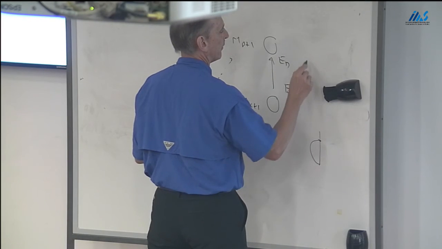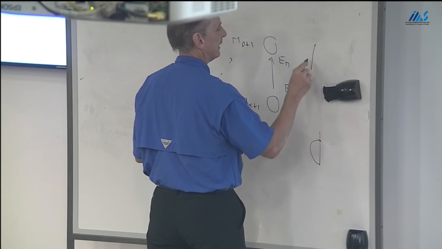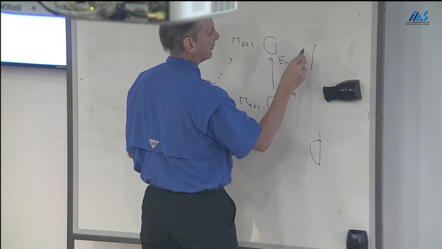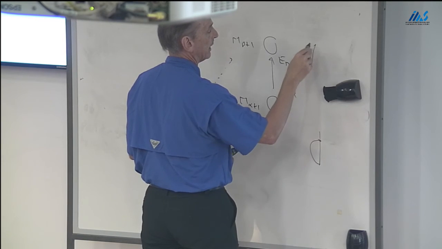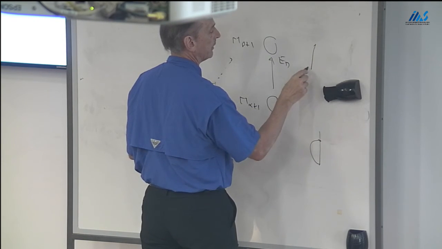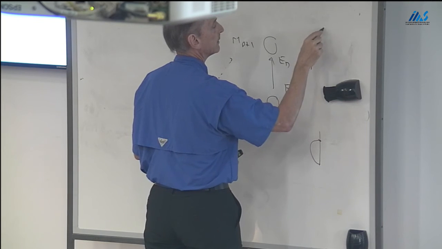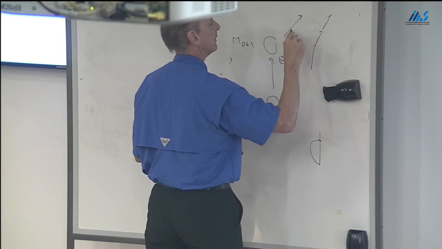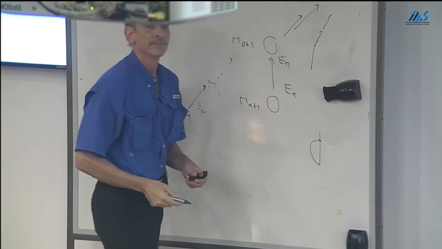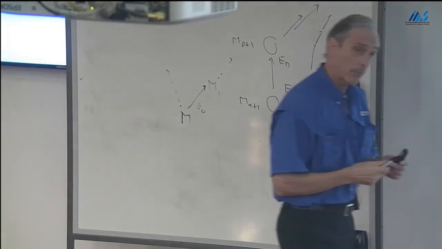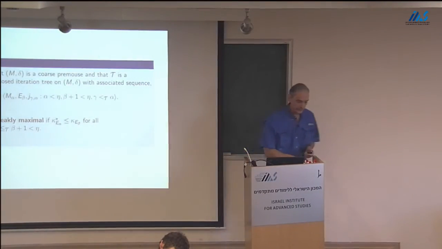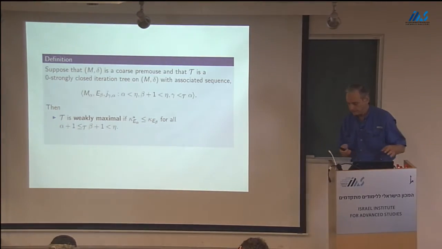As you move along a branch and you think of the extenders as arrows representing their strength, that are natural lengths or sups of generators, it looks like this. You're not allowed to do this and then do this. Okay? So along a branch, a weakly maximal iteration tree looks like a nice iteration.